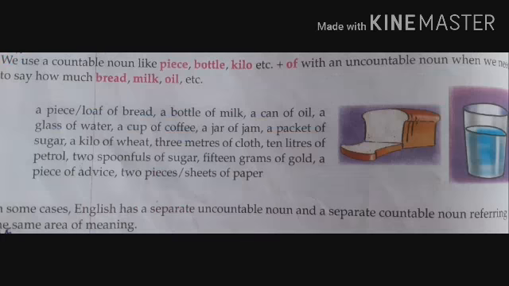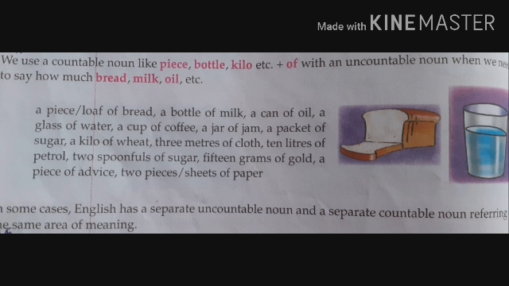We use countable nouns like piece, bottle, kilo, etc., plus "of" with an uncountable noun when we need to say how much bread, milk, oil. For these material nouns, substances, we can use these words if we want to make them countable. And at that time we must use these words: piece, bottle, kilo, plus of.